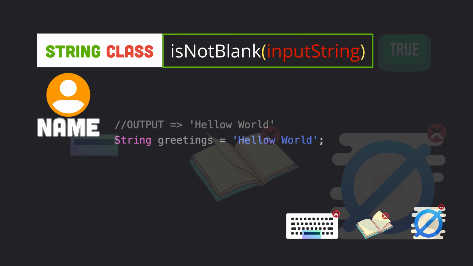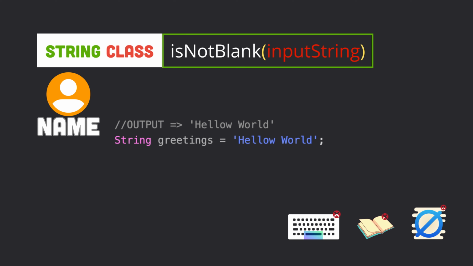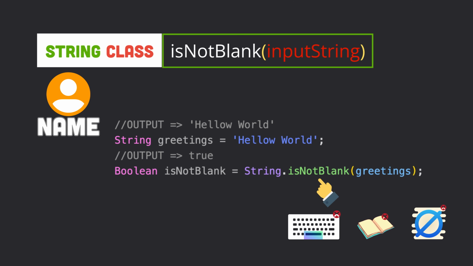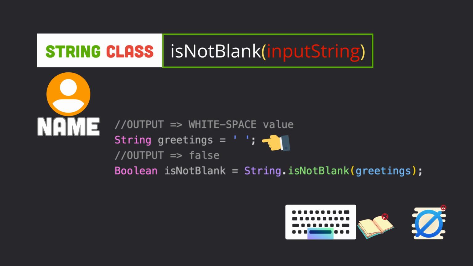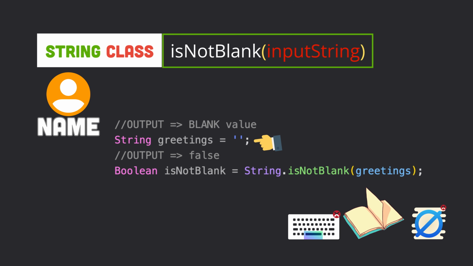For instance, here we have a string with a value that is neither whitespace, blank, or null. So if we use the isNotBlank method of the string class and pass the greetings variable as the parameter, we receive true as a result. However, the output would be false if the value was whitespace, blank, or null.